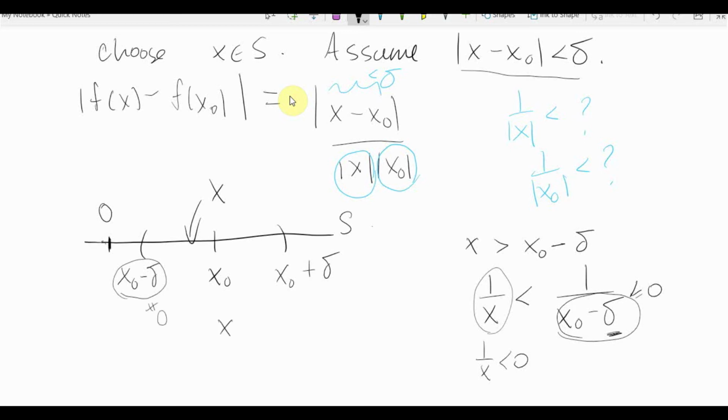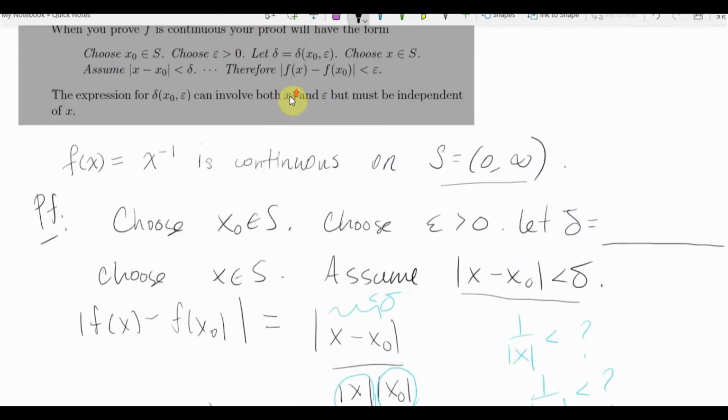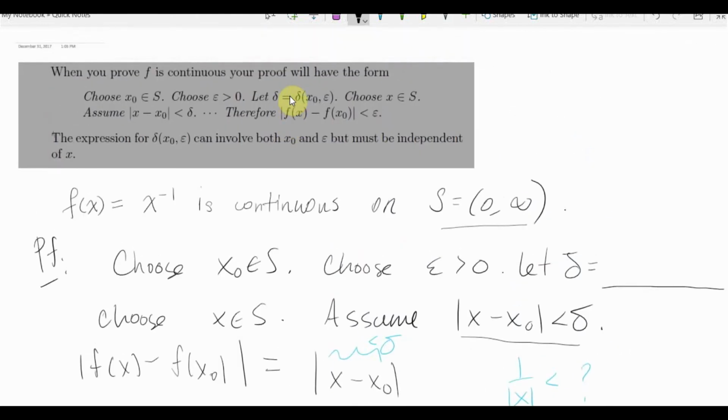So I need to ensure that x naught minus delta is bigger than 0. This will essentially bound this guy. This lower bound will be bounded away from 0. One way I can do that is to take delta to be a function of x naught, because if you go up here to the gray box, you can see that delta is allowed to depend on x naught.